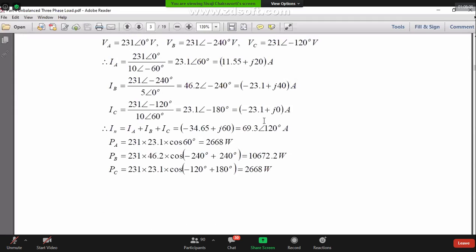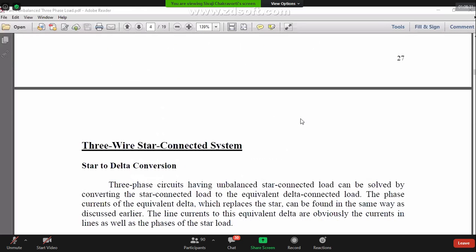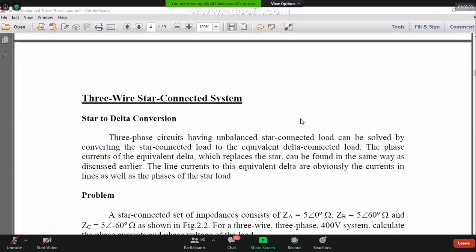Now, by the way, how do we change the phase sequence in practical life? Because please remember that we have 3 lines coming. One line is red, one line is yellow, another line is blue. And I have a motor. Then how is the phase sequence changed?